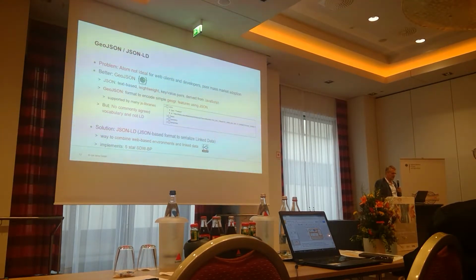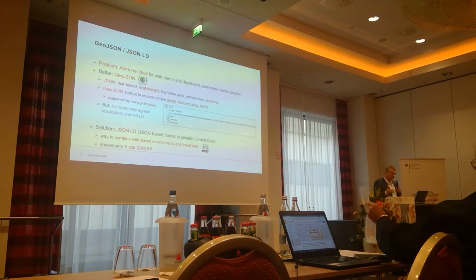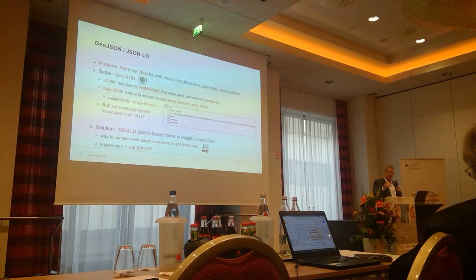But the problem, and here comes the link to the linked data community, is that all the elements, so the key value pairs, the keys, are not standardized. So there's no commonly agreed vocabulary, and this can then be solved by JSON-LD. And the LD part then combines these keys with URIs coming from different vocabularies, and then you have this link to the world of linked data at this point. And it implements the 5-star spatial data on the web best practices, which are defined by the W3C.